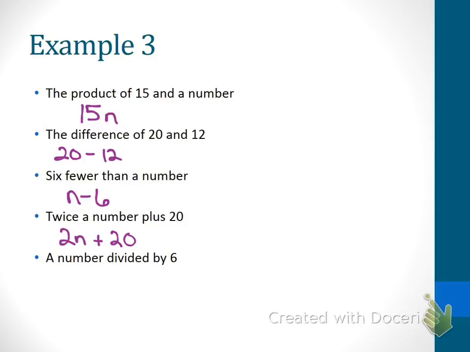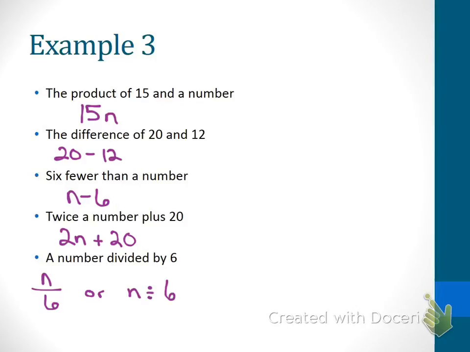So if it's product, you connect them with multiplication. If it's a quotient, then you connect them with division. All right, and then what about a number divided by 6? So that's easy. A number divided by 6.